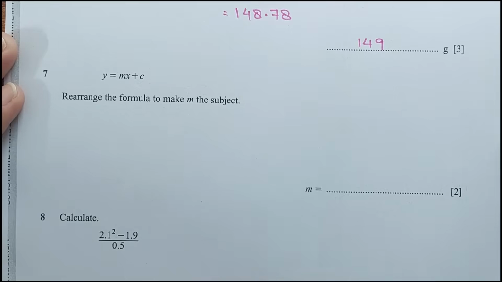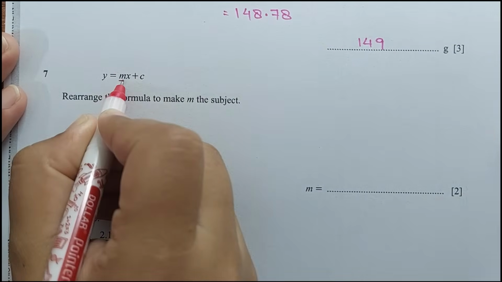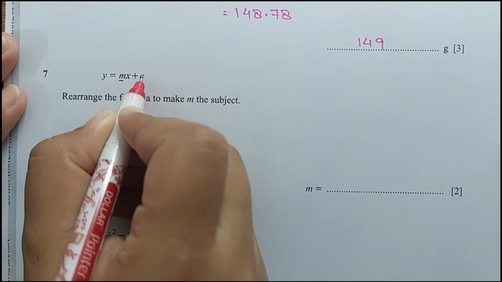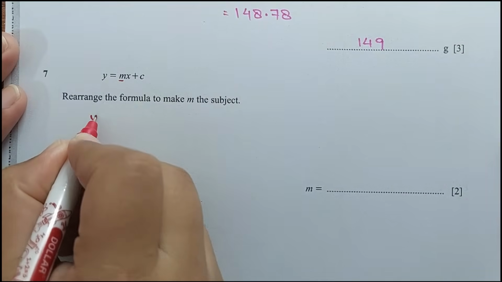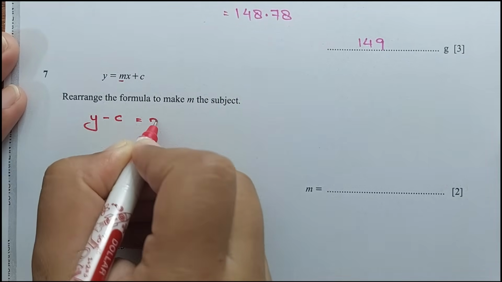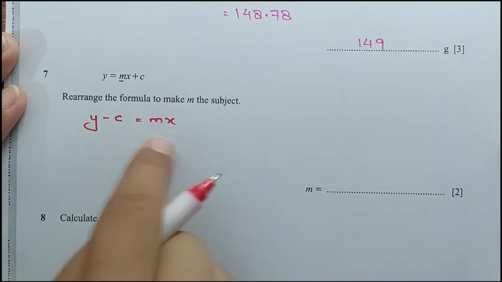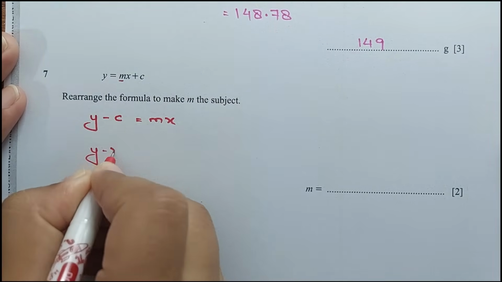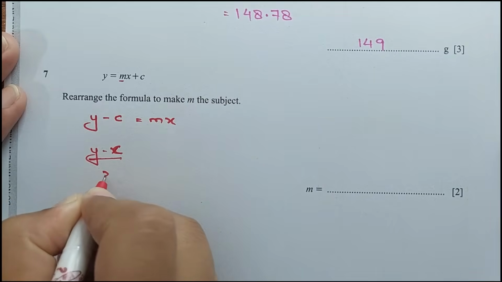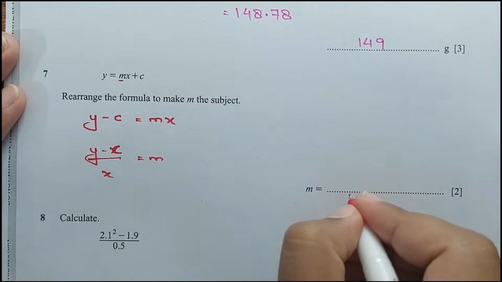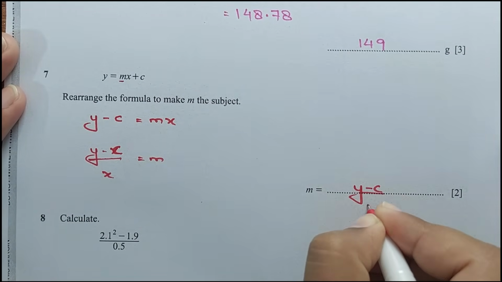Question number 7. Rearrange the formula to make m the subject. M the subject, so it means we need to subtract c on the other side. So y minus c becomes mx. Dividing, we need to make m the subject, dividing both sides by x. So y minus c over x, that is your m. So the m value is y minus c over x.